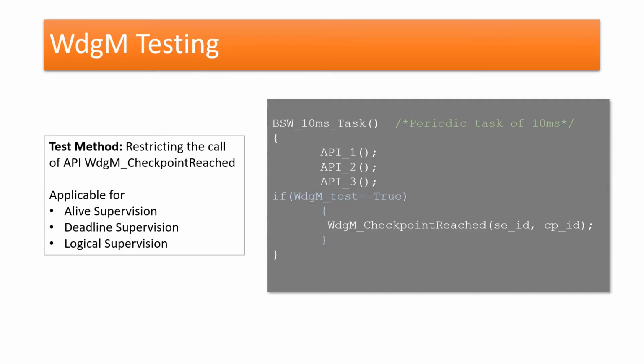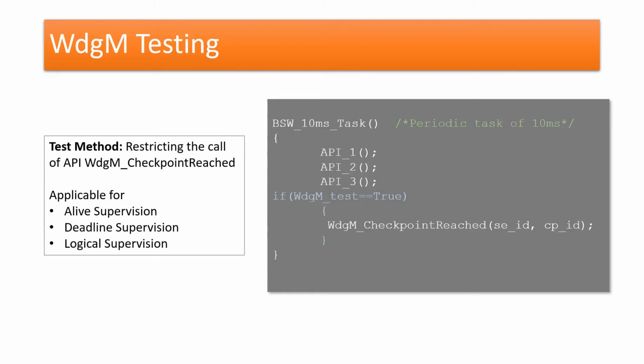Now, let's learn about Watchdog Manager testing. Testing supervision is straightforward. As we all know, we have a single API for Alive Supervision, Deadline Supervision, and Logical Supervision, which is WdgM_CheckpointReached. In our testing, we will be restricting the call of WdgM_CheckpointReached.